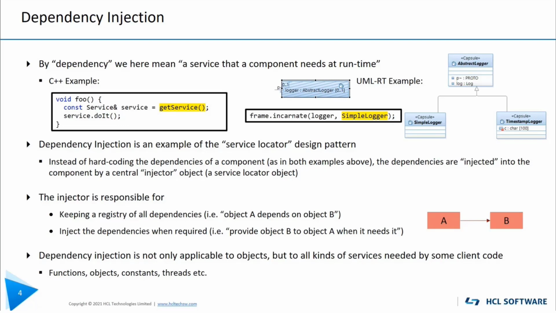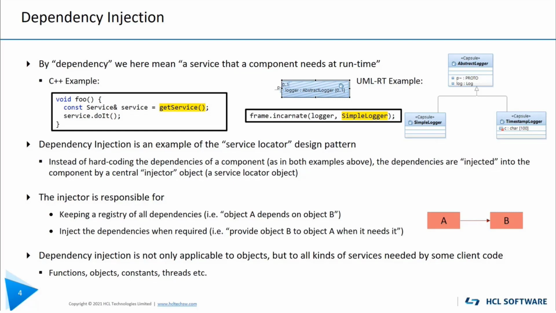And an injector typically has two responsibilities. One is to keep some kind of registry of all dependencies. So if you have an object A that depends on object B, then that dependency is managed by the injector. And then it's also responsible for doing the injection of the dependencies when required. So in this case, provide an object B to object A when it needs it.